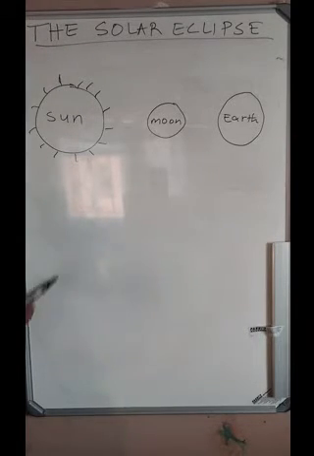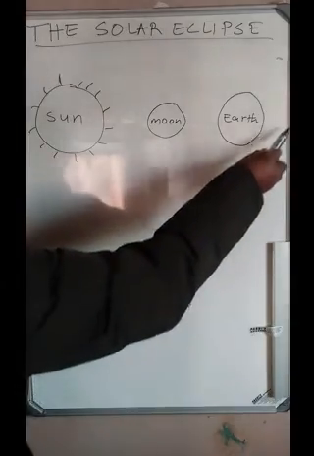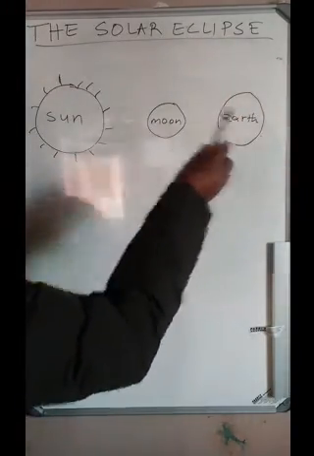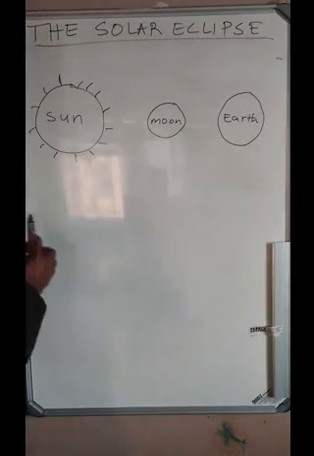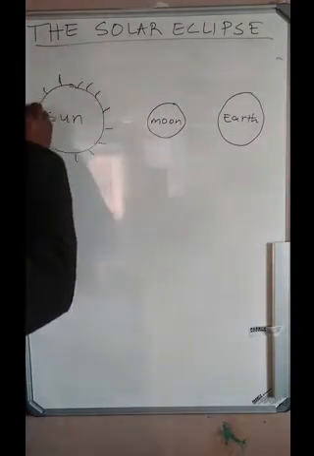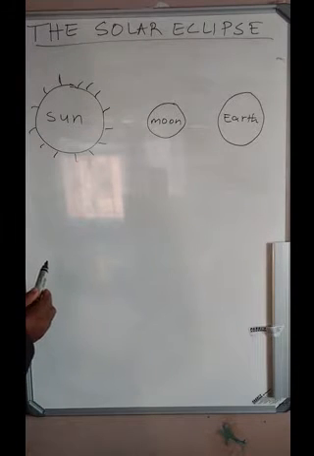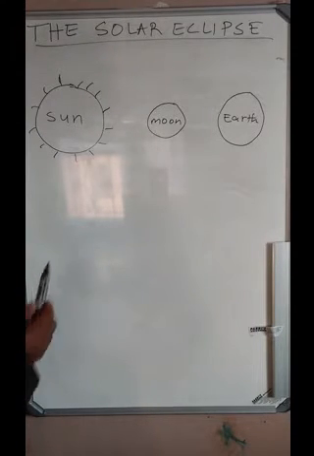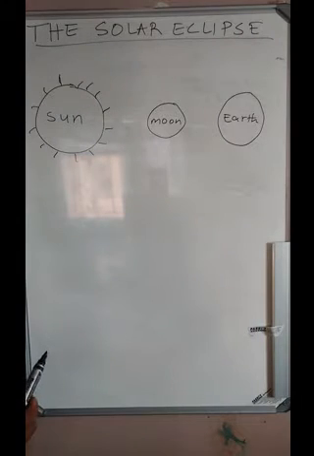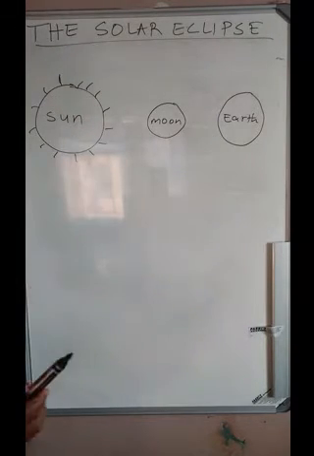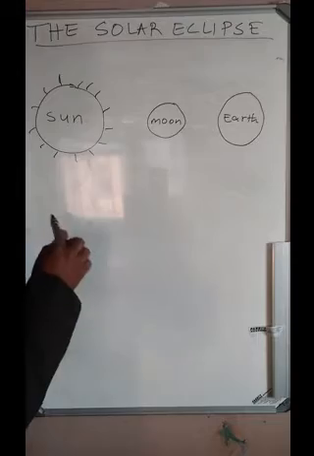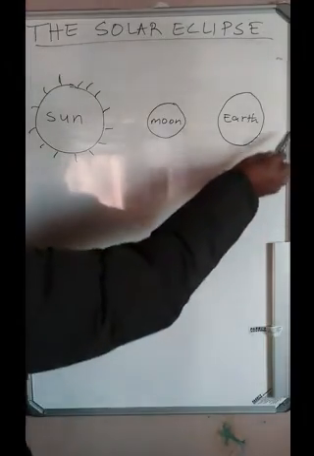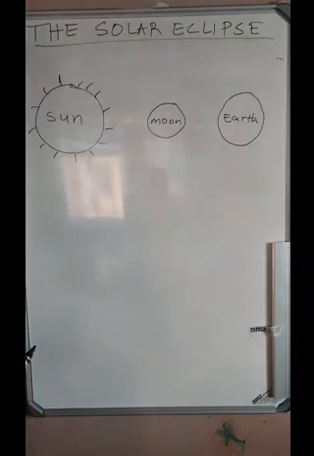Now, the moon revolves around the earth. The earth revolves around the sun. So that is how these three objects are related. The moon does not move. The sun does not move. It is the earth that revolves around the sun, while the moon revolves around the earth.